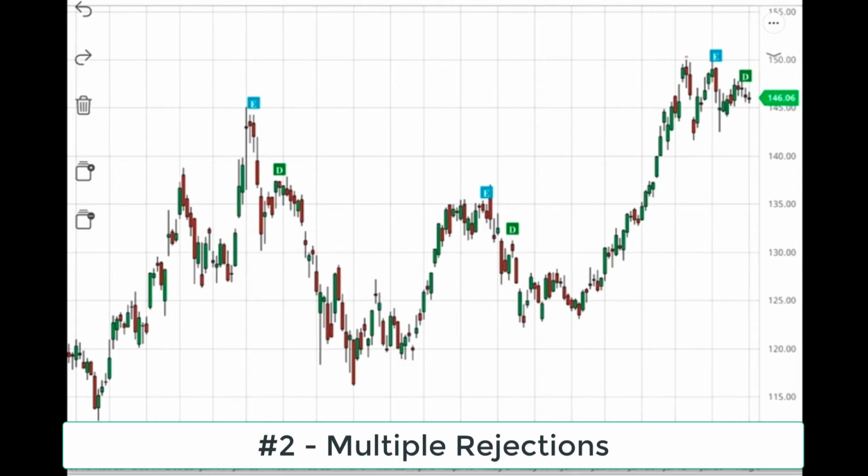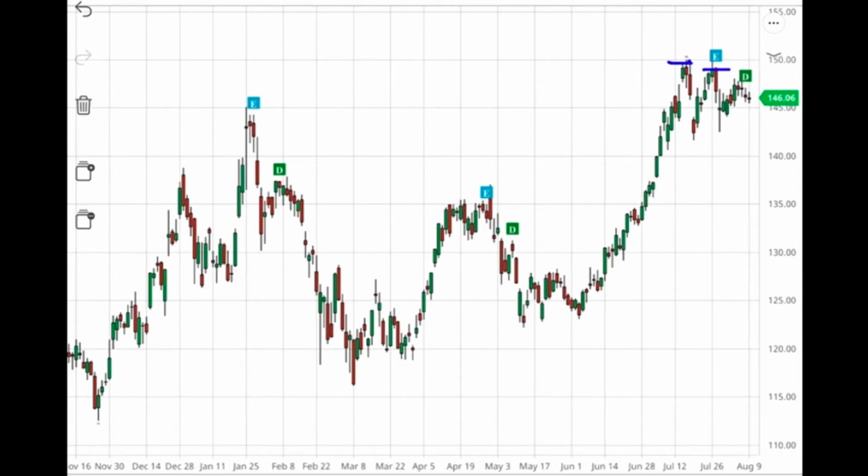That's number 1. Number 2, you want to have multiple rejections. So here on the right, you can see a rejection there, a rejection there, a rejection there. So the more rejections you can have that you see and identify, the more qualified that support or resistance is going to be. In this case, we found 3 rejections from a resistance level that we can use to qualify this as a potential line or level of resistance for this stock.